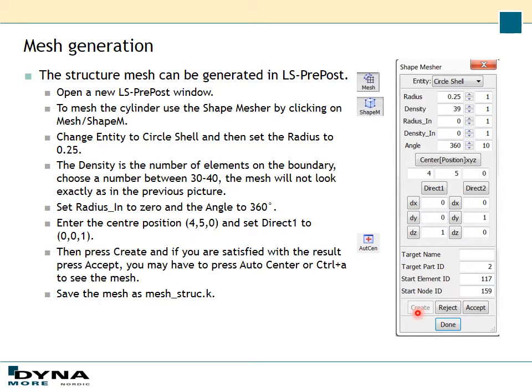And if you don't see the model, press Auto Center or Ctrl A. And if you're satisfied with the result, press accept. And then save the mesh as mesh_struct.k, for example.